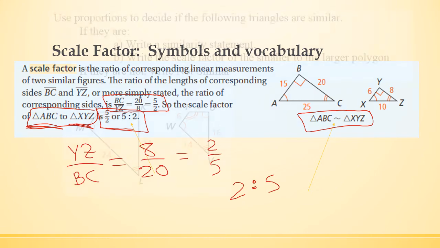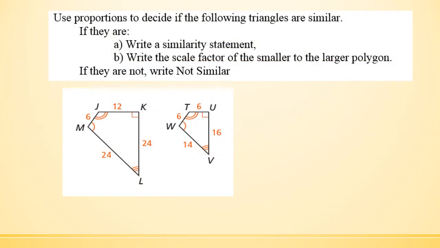Now we're going to practice determining whether the triangles are similar or not. If they are, we write a similarity statement and write the scale factor of the smaller to larger. Notice it's saying smaller to larger. Please pay attention to this. Kids miss that part on tests all the time, and it's a dumb reason to lose like 0.5 point on tests.